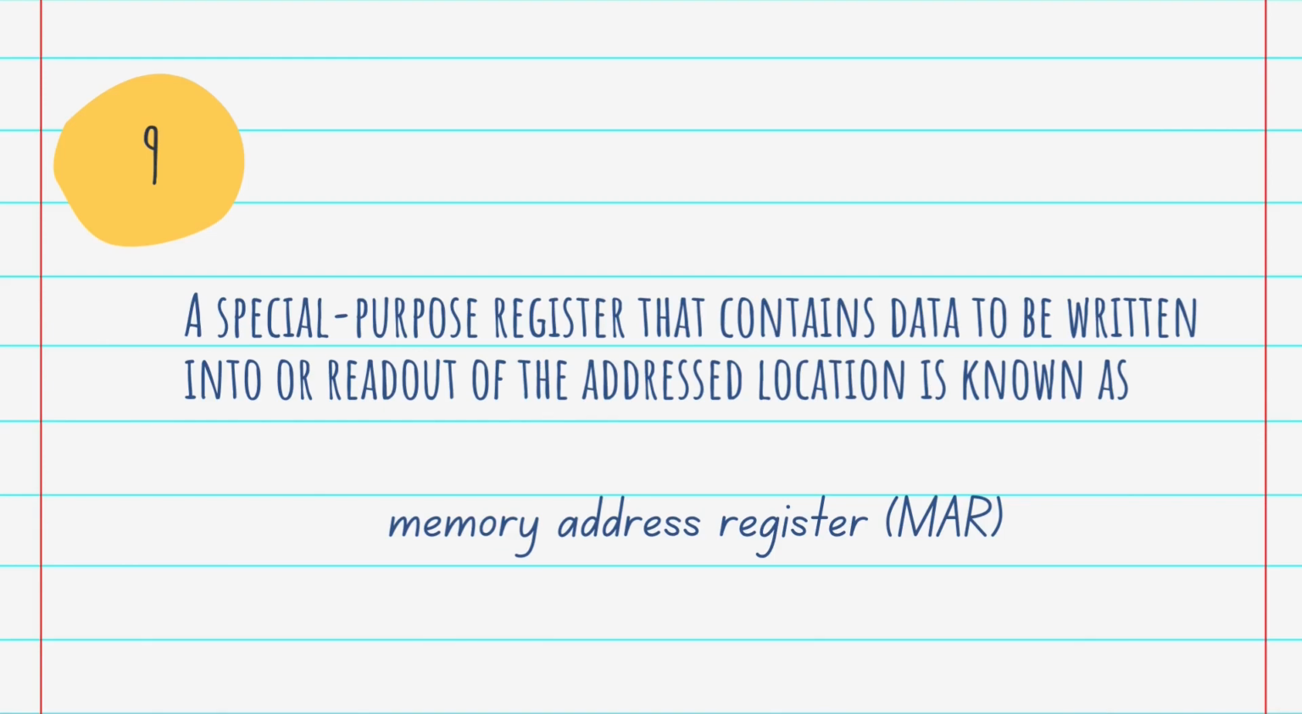MAR, which is found inside the CPU, goes either to the RAM, that is random access memory, or the cache memory.